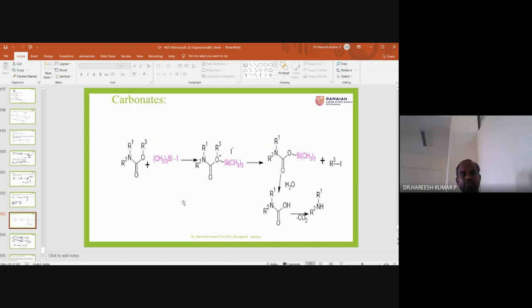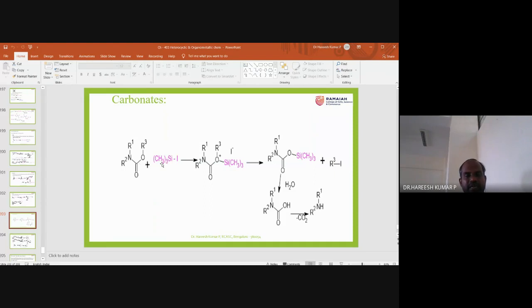The next slide is about carbamates. C-A-R-B-A-M, carbamates. Carbamates means N-CO2-Et. So this is a carbamate. If R2 and R3 are ethyl, methyl, propyl, whatever it is, it's a carbamate structure. So what will happen?